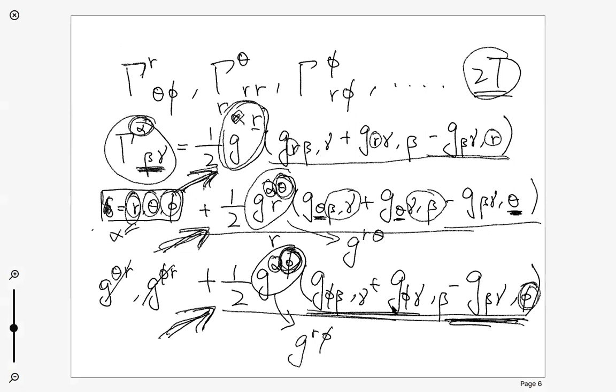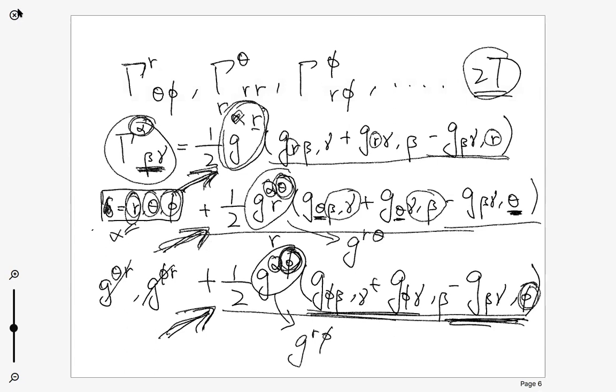So remember that we talked about what would happen when alpha is equal to r, when alpha is equal to theta, and when alpha is equal to phi, right? So actually what we're going to do is something like this. We consider when alpha is equal to r, alpha is equal to theta, and alpha is equal to phi.